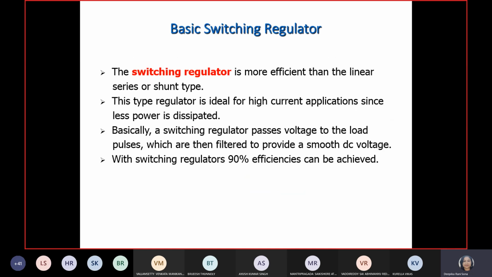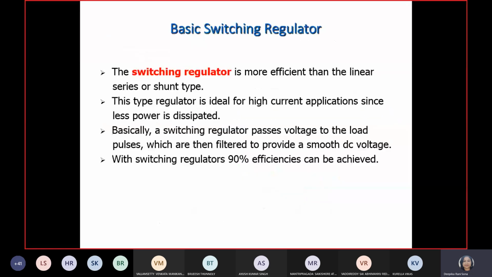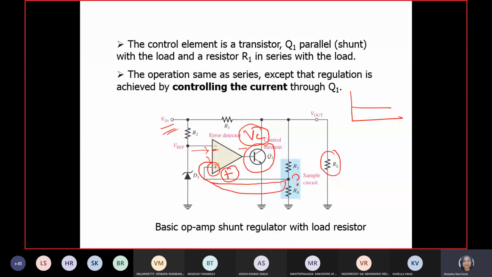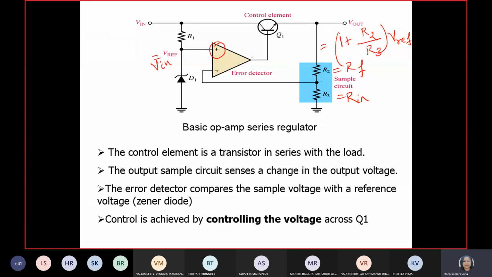And here, yeah, that's all. Series and shunt regulator operation is over. Then we will move to the switching part. Before moving to the switching part, if you have any doubt, you may ask me. If you don't have any doubt, I'll move to the switching circuit concept. Do you have any doubt?